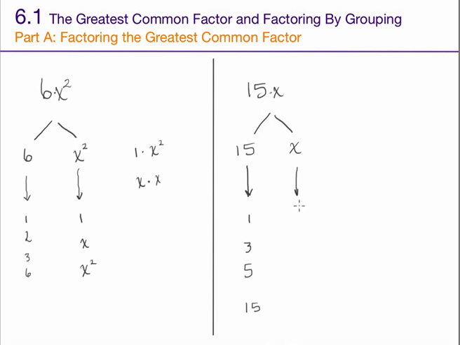What about my list of factors of x? Well, the only way to write x as a product of two things is 1 times x. So 1 and x are the only factors of x.